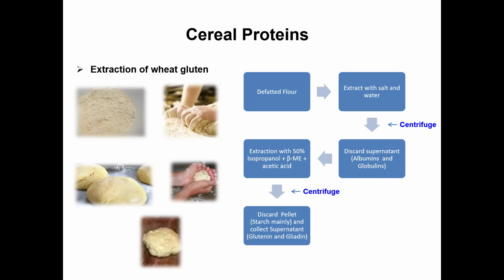We extract with salt and water. We centrifuge. Salt and water would have your albumins and globulins. Throw it away, and then you get the precipitate. You add alcohol, BME, and acetic acid. You solubilize, centrifuge, discard the pellet, and now you have your gliadins and glutenins together.